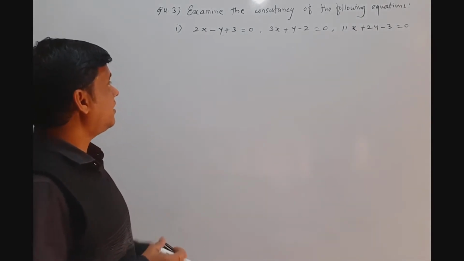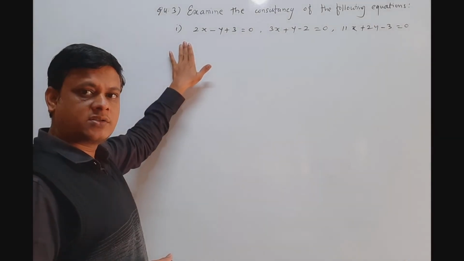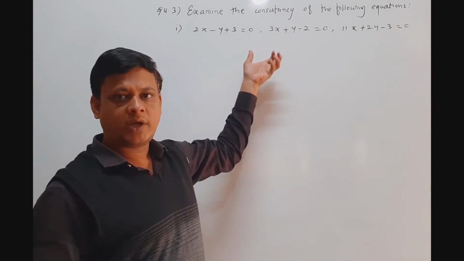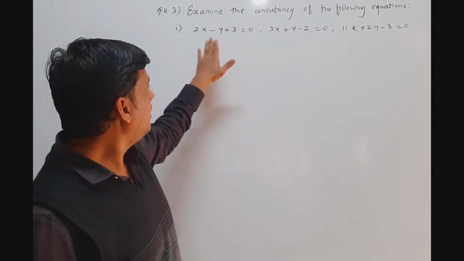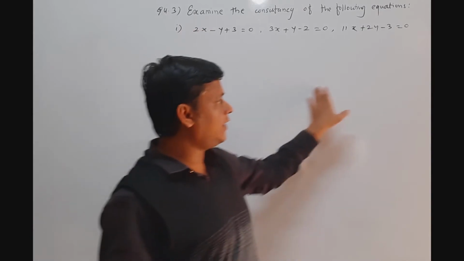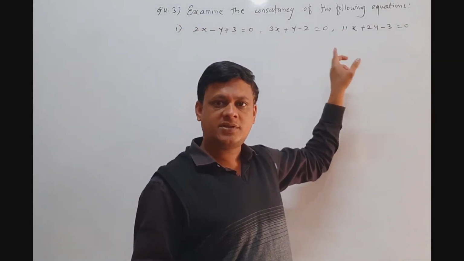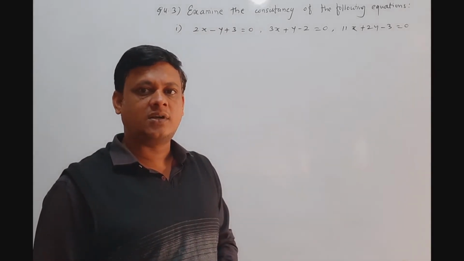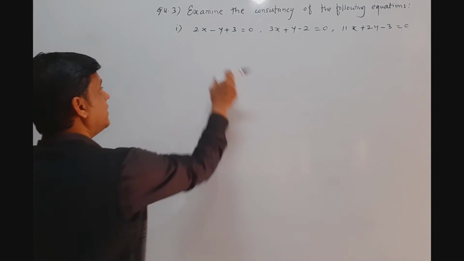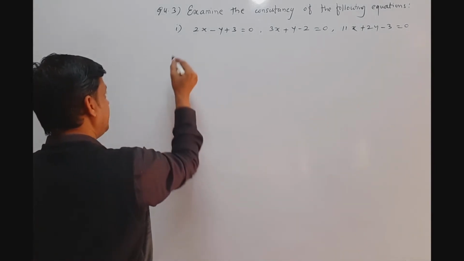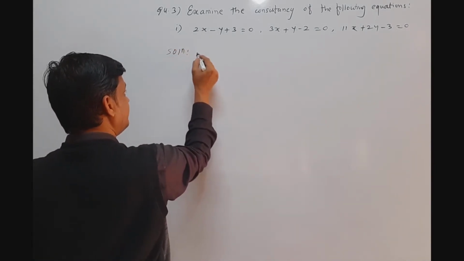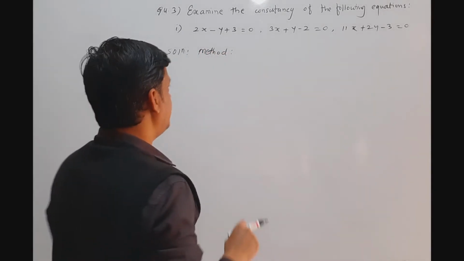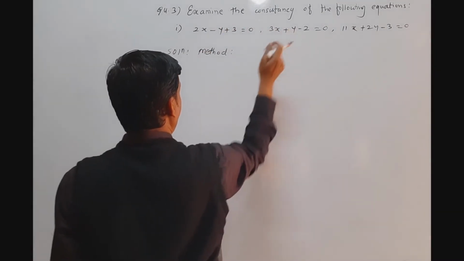So you can check consistency in two ways. By solving any two simultaneous equations, then from that we get value of x, y, and we substitute that value in the remaining equation. If that equation is satisfied, then the given equations are consistent. So see here, we solve these two simultaneous equations first. So we write here in solution method 1, that is by using simultaneous equation. So we solve these first two equations.